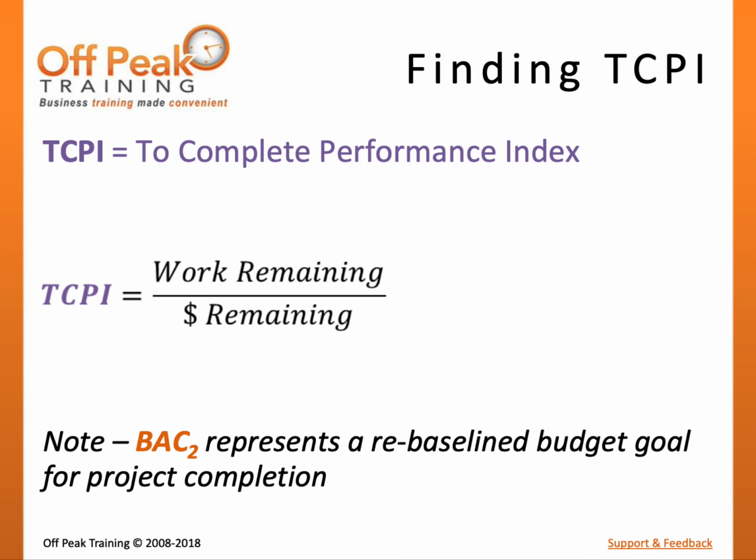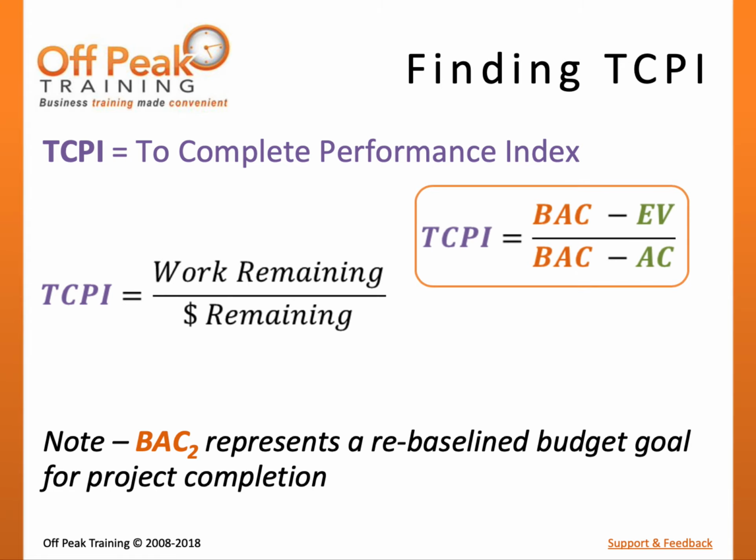In most cases, the formula can be represented by putting work remaining in the numerator. This can also be thought of as unearned value, or represented mathematically as BAC minus EV. The denominator will be dollars remaining. This can be thought of as unspent budget, or represented mathematically as BAC minus actual costs. The result will be a number that fluctuates around 1.0 depending on performance.